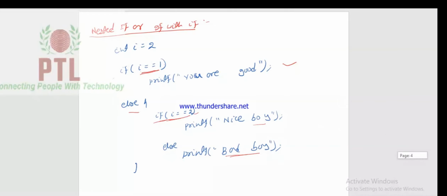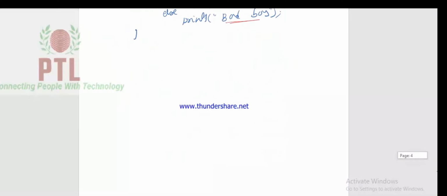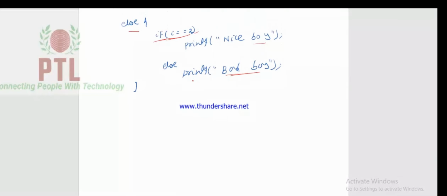Okay, nested if, or if within if, or if else section we have another if. Next, we have a switch statement. Switch. So before the switch, let me draw a data flow diagram for this. Data flow diagram.